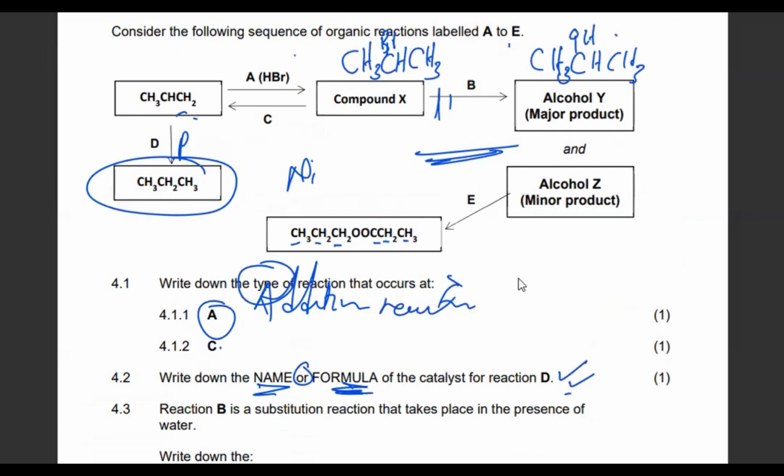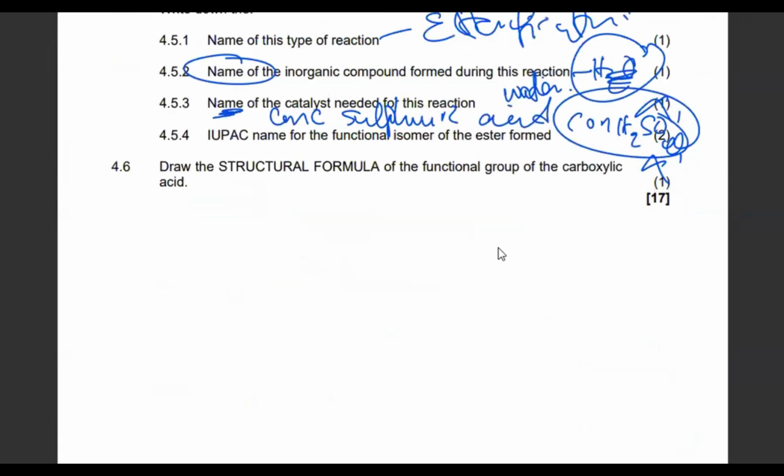So if it is an ester, the functional isomer is the carboxylic acid. Because it's 6 carbon atoms, it's going to become hexanoic acid. So that's how we're supposed to write the functional isomer of the ester formed. This answer here is hexanoic acid.